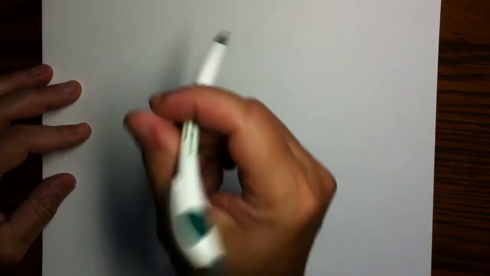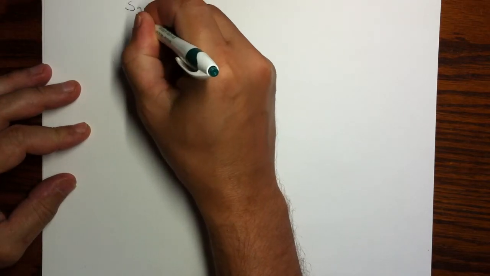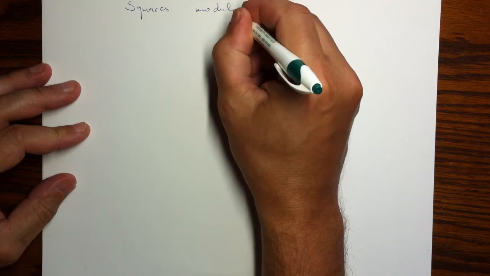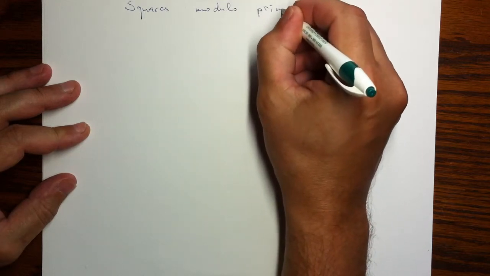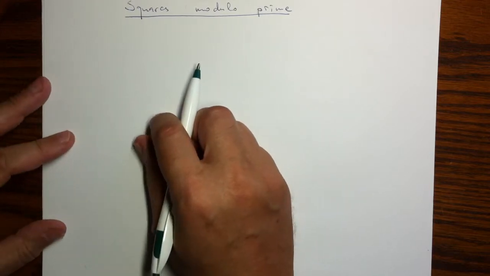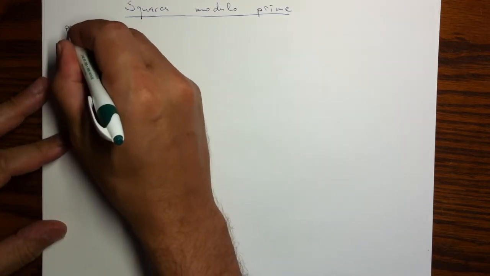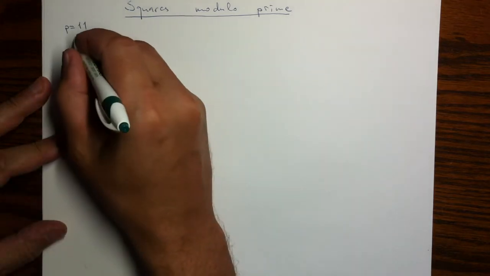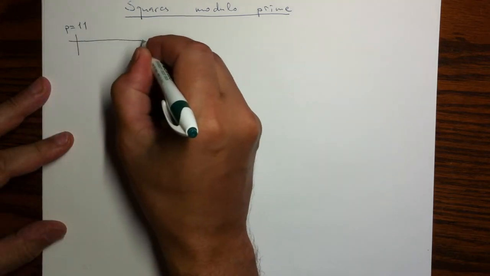This topic is squares modulo prime. Let's start with an experiment. Take prime 11 and compute squares of all residues modulo 11.